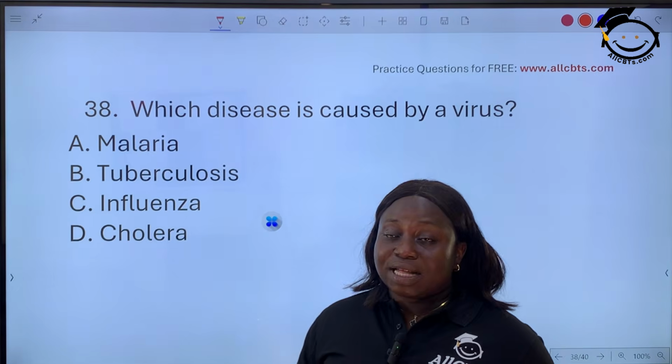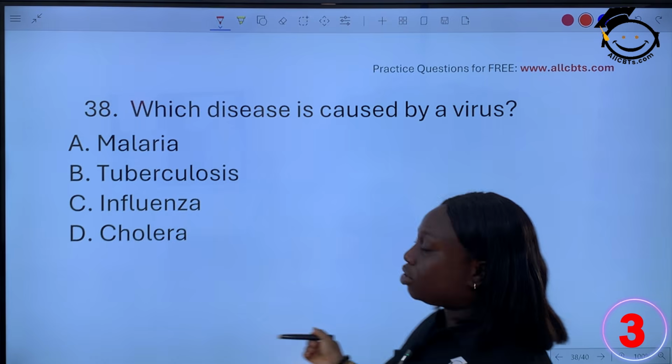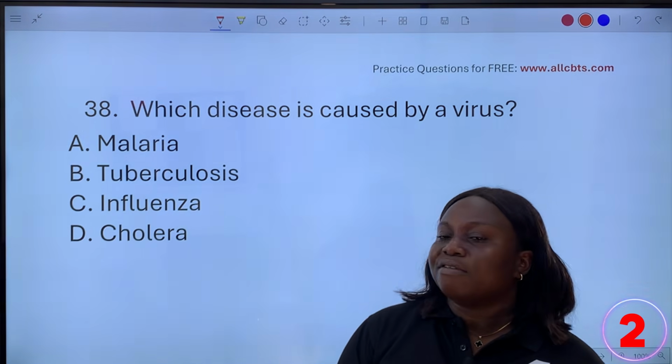Number 38. Which disease is caused by a virus? Which disease is caused by a virus?